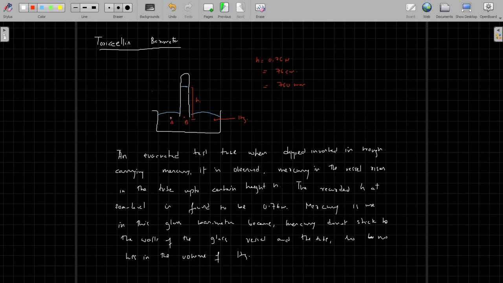Now you can consider 3 points here: A, B and C. This is point C. At this point we have the atmospheric pressure, P atm. So what are you going to do? The points A and B are at equal atmospheric pressure.